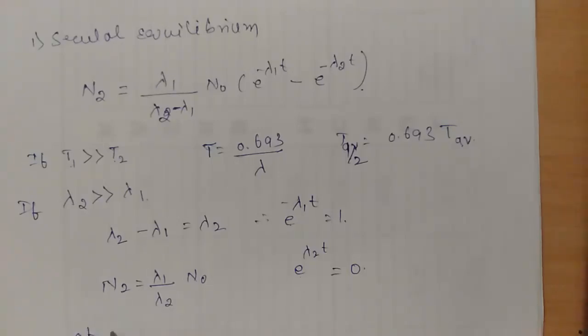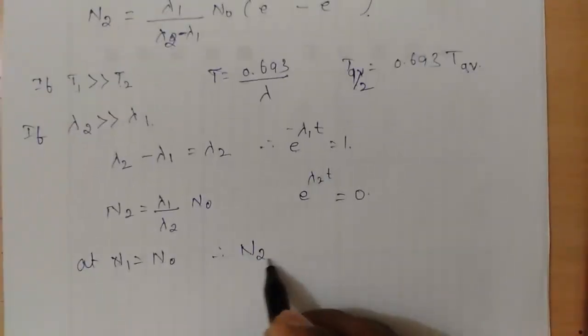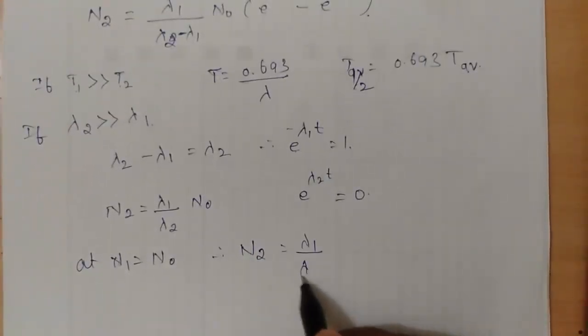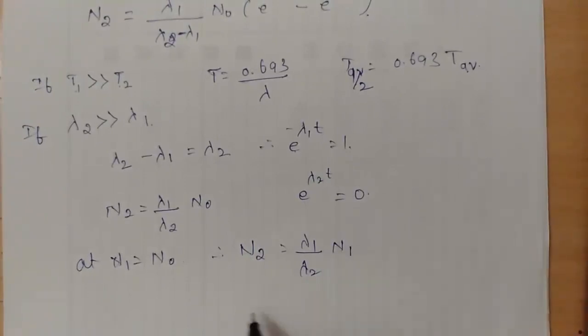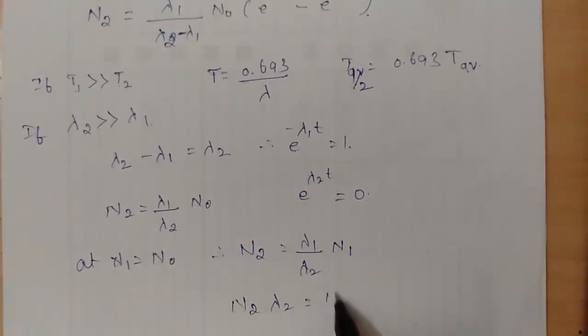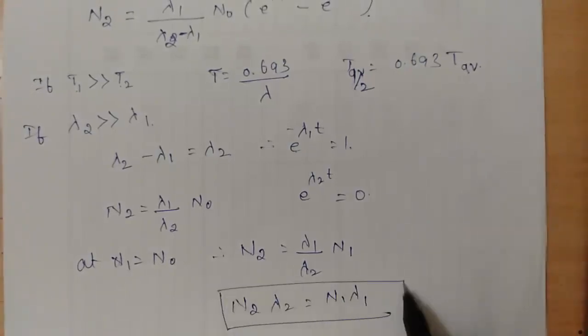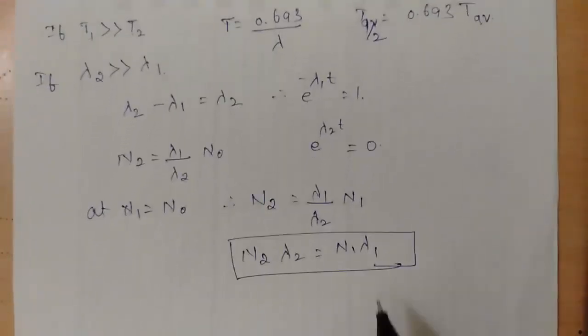At time t is equal to 0, n1 was equal to n naught. So therefore n2 is equal to lambda 1 by lambda 2 into n1. So n2 into lambda 2 is equal to n1 into lambda 1. So this is what we call the permanent equilibrium or the secular equilibrium.